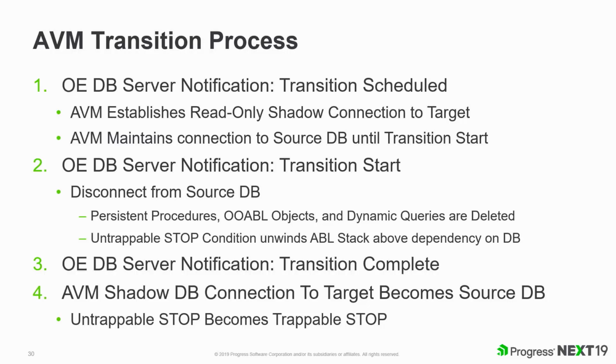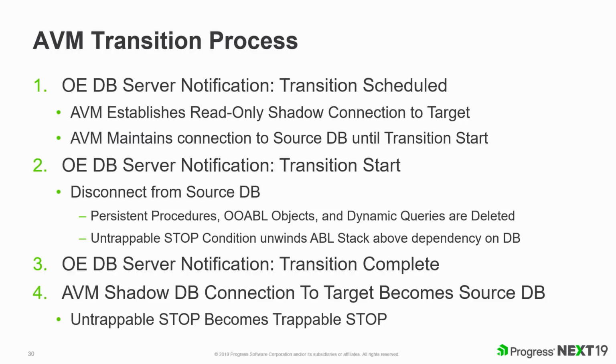When the database server notification says, hey, the transition is complete, then the shadow connection to the database target becomes the source database, and then the AVM will raise the untrappable stop, which becomes a trappable stop, and your application can catch that and respond to that. And you may not respond to it, you may just allow it to go, which will start the application, which will resync at that point.